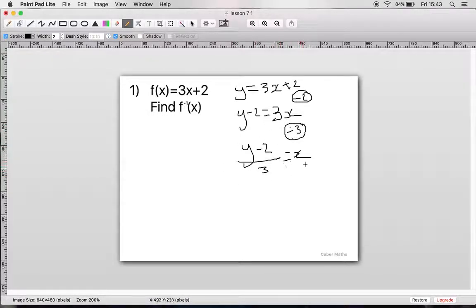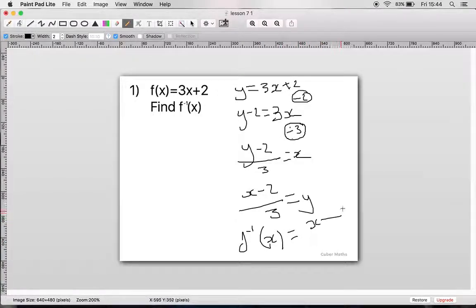But in this, we still want to have something to substitute in our x. So all we're going to do is switch around our y and our x. So we're going to end up with (x minus 2) over 3, because we've flipped the x and the y, is equal to y. And that is your inverse function of f(x). f(x) is equal to 3x add 2, so f minus 1 of x is equal to (x minus 2) over 3.